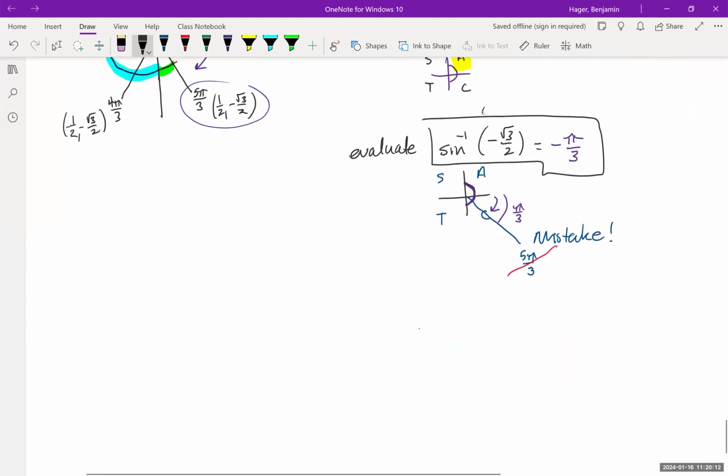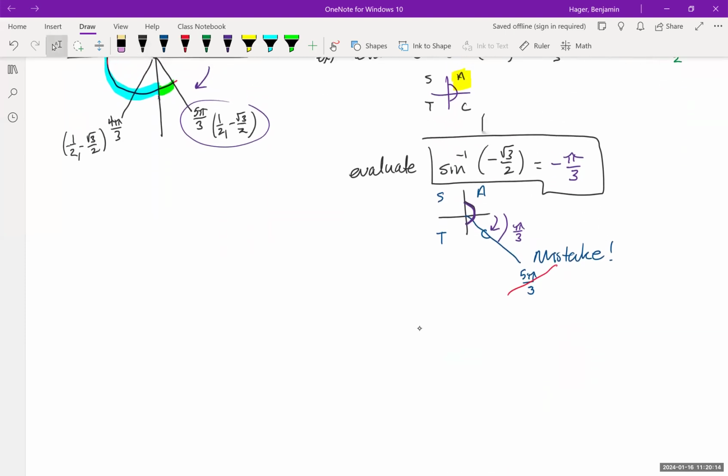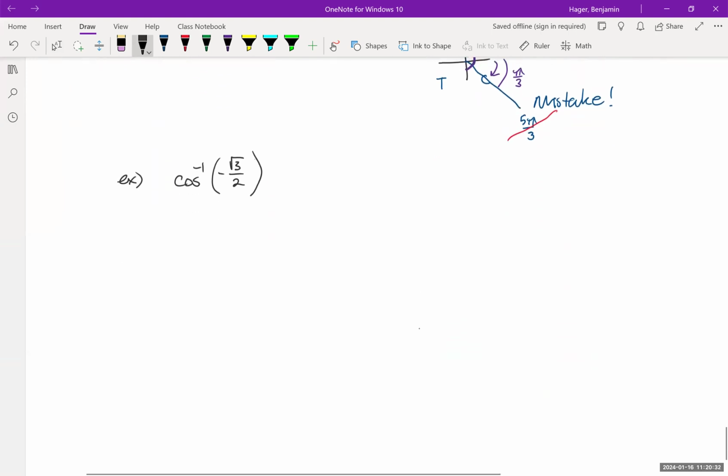Okay. Let's try one more. Remember, let's take a look at cosine here. Let's say what is cosine inverse of, well, how about root 3 over 2? Or no, negative root 3 over 2. Let's do that. Cosine inverse of negative root 3 over 2.